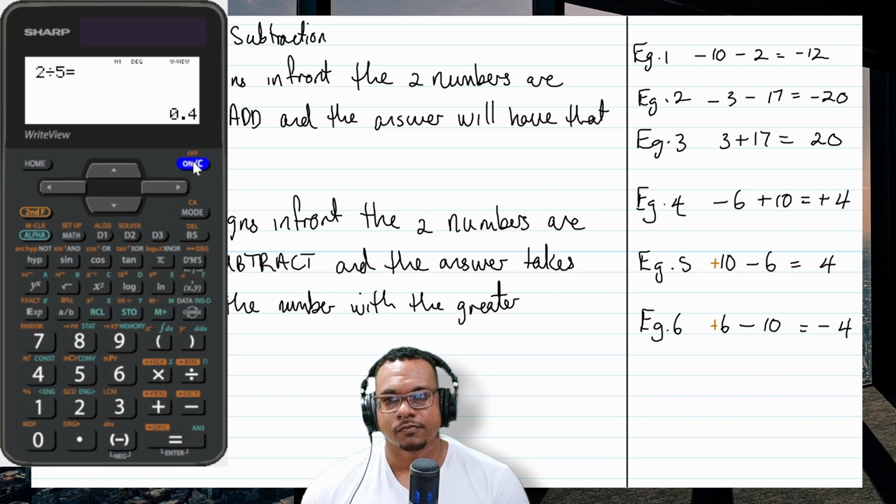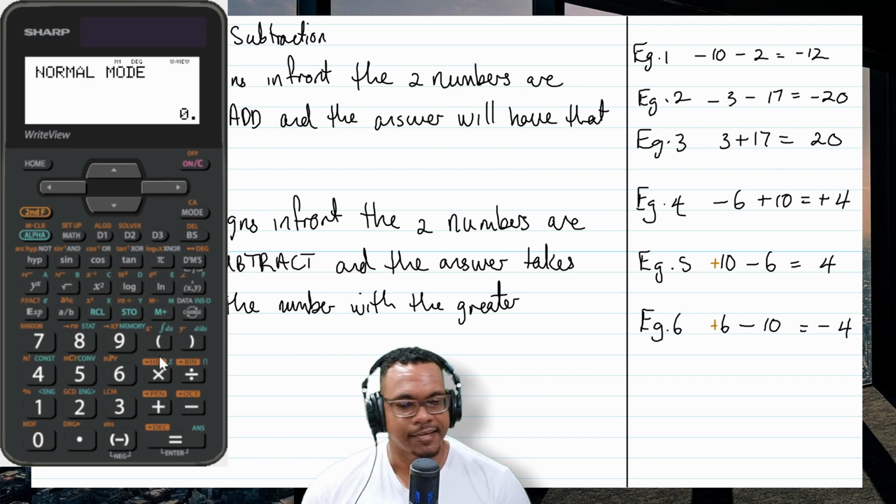But let's see it on the calculator. So let's look at the first question: negative 10 take away 2. Now, you see this negative sign here? That's for the operation negative. You see this one down here? Some calculators might have a plus/negative. That is what converts a number to being a negative or positive number. So you're not going to use the operation negative sign for a negative number.